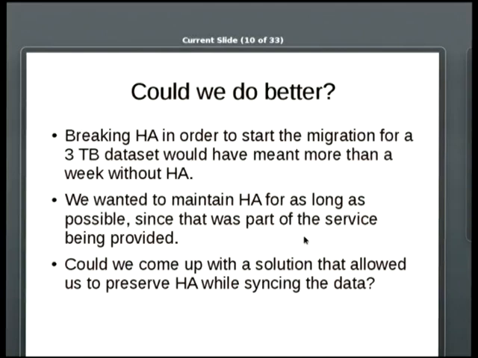And once you add all that up, it adds up to more than a week without high availability. And part of the service that was being provided was high availability Percona. So we couldn't do that because we couldn't justify having more than a week with no HA during the migration. So what we wanted to do was come up with a solution based on this idea, but that allowed us to preserve high availability for as much time as possible.